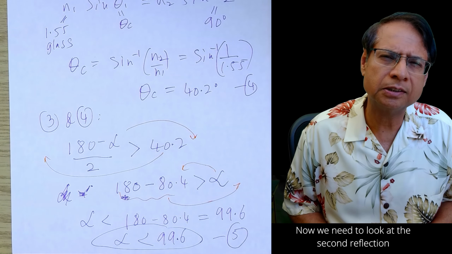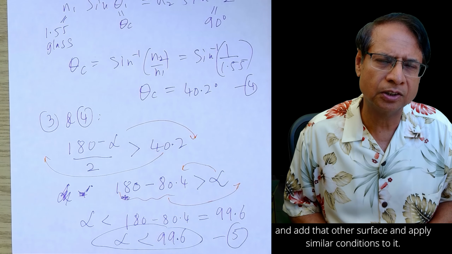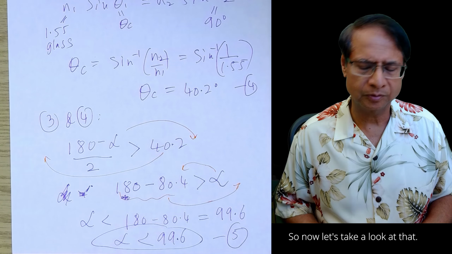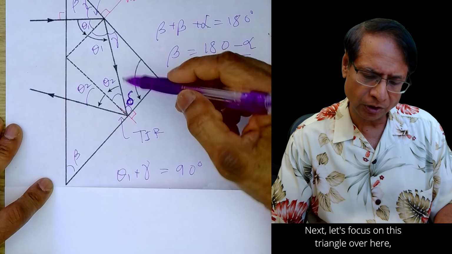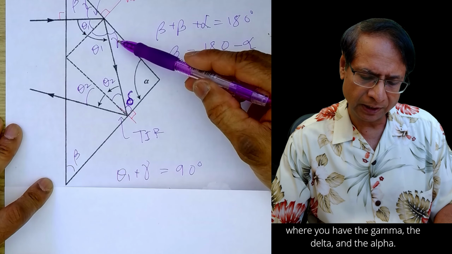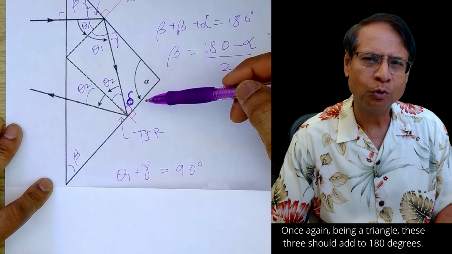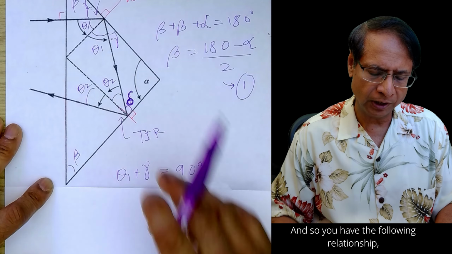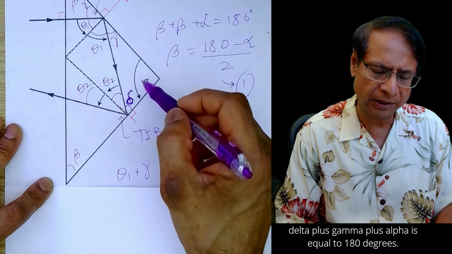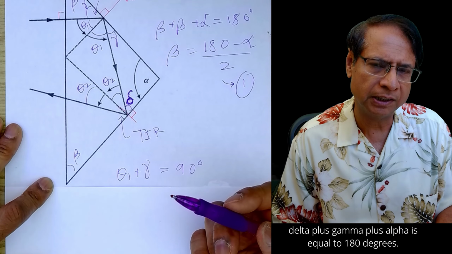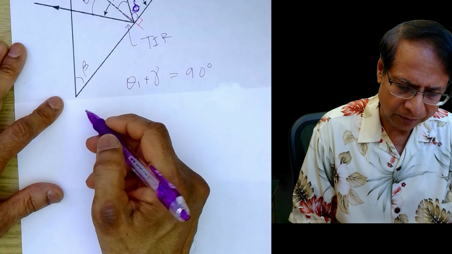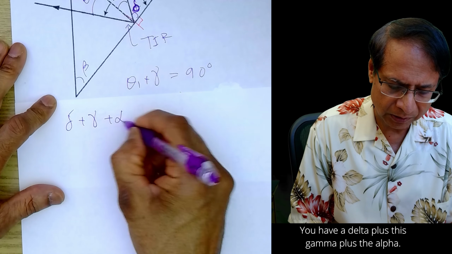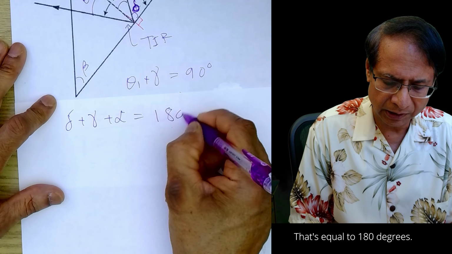Now we need to look at the second reflection at that other surface and apply similar conditions to it. So now let's take a look at that. Next, let's focus on this triangle over here, where you have the gamma, the delta, and the alpha. Once again, being a triangle, these three should add to 180 degrees. And so you have the following relationship: delta plus gamma plus alpha is equal to 180 degrees. So let me write this down. So you have a delta plus this gamma plus the alpha, that's equal to 180 degrees.